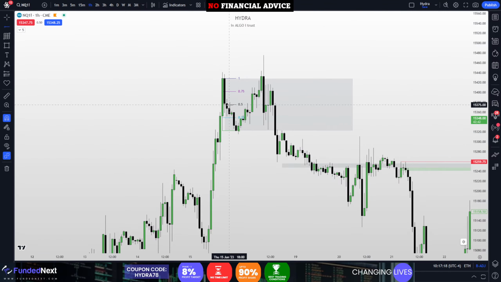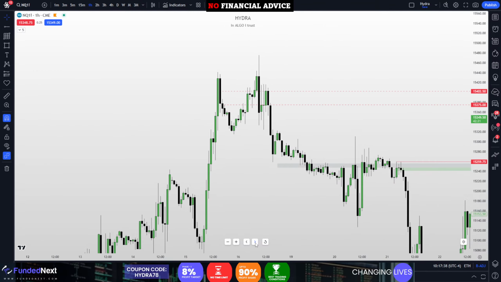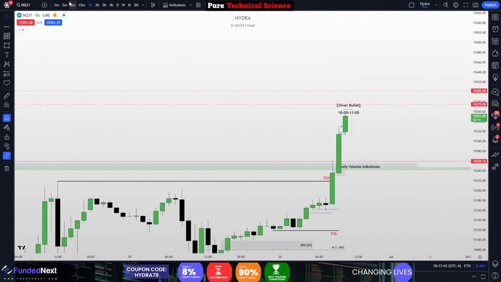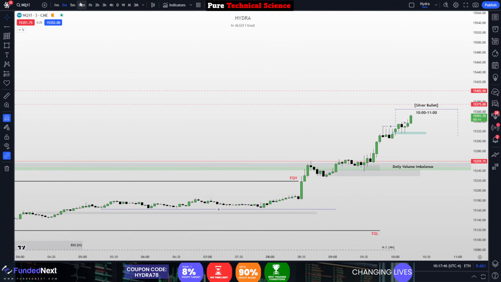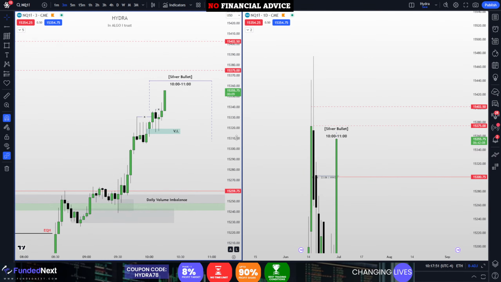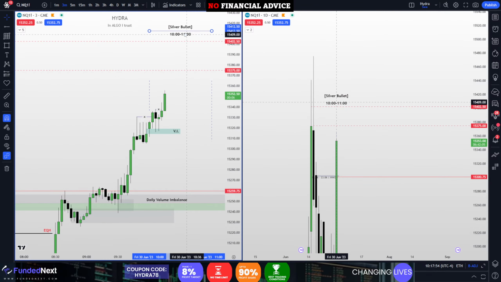which is here. I would like to see a reversal from anywhere inside these two levels, the mean threshold and the upper quadrant. Price is reaching all the way up there. Other than these two levels, I don't see anything. I see a swing high on the daily chart.